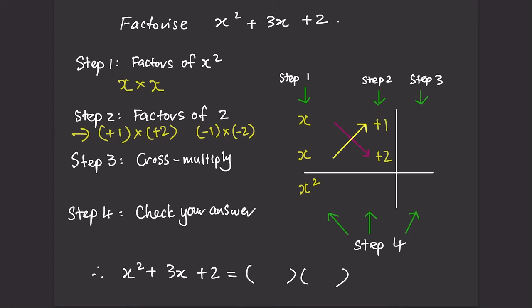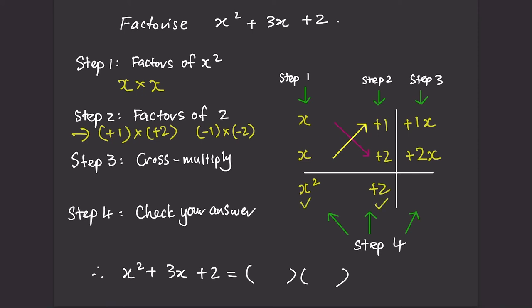Step 3 says cross multiply, which means I'm multiplying this with this, following the direction of the arrow. So I would get positive 2x. Next, I'm going to multiply this with this, and what I'm going to get is positive 1x. Then in step 4, we check our answers. Again, positive 1 multiplied with positive 2 gives me positive 2, and that's fine. So these 2 are fine.